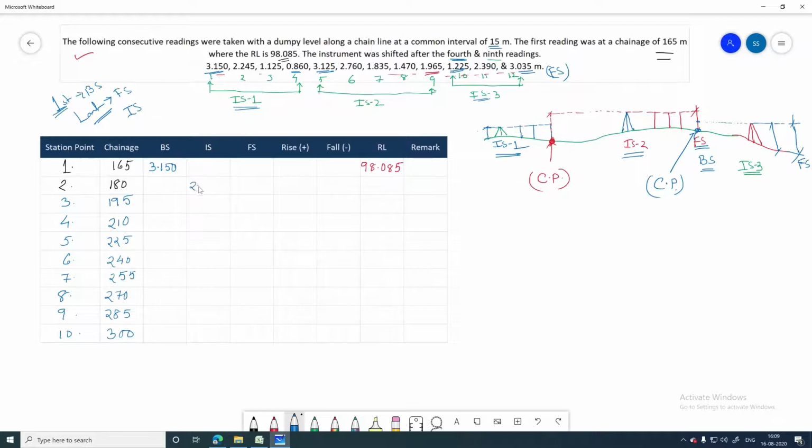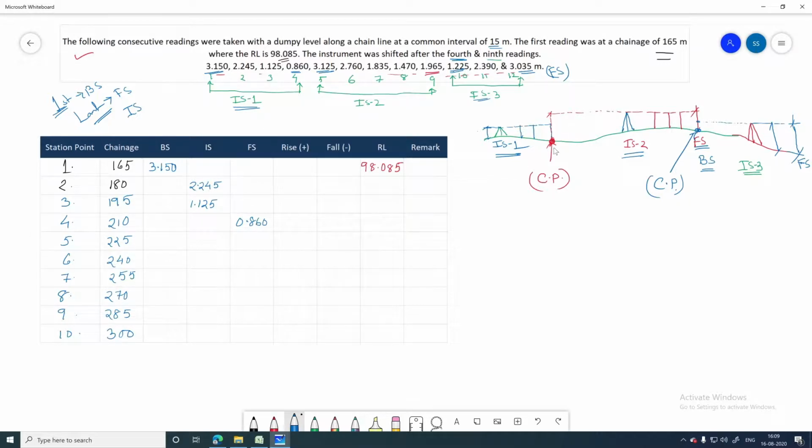So 2.245, and another is 1.125, and this is the foresight reading, so it will come in this column, 0.860. Now I am not coming to the rise and fall portion, I will show you later on. Just put all the values of backside, intermediate sight and foresight reading.